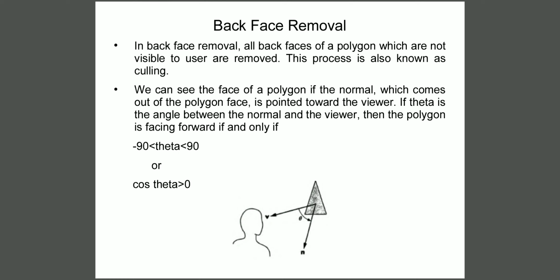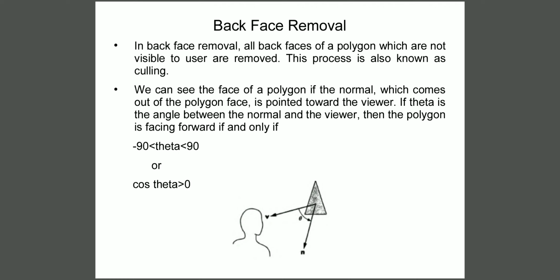All the faces which are not visible to a user need not be processed because they are not anyway visible. So even if we process them, it is just a waste of our time. So instead of processing them, we can remove the processing of back faces or hidden faces from a user, so that we can reduce the time of processing. That process is known as back face removal.